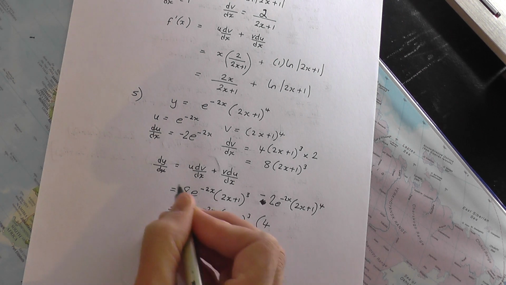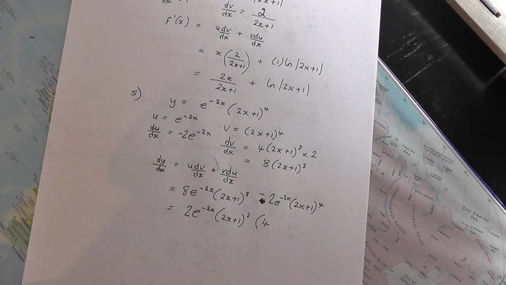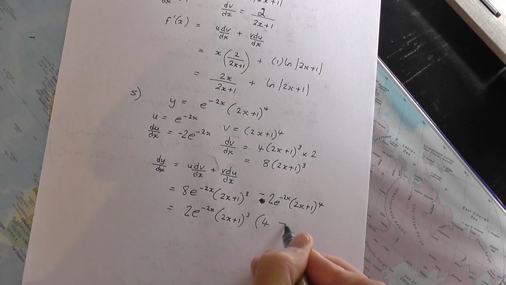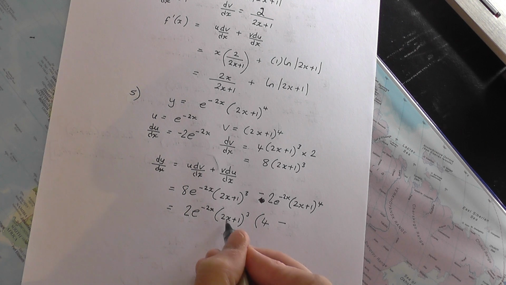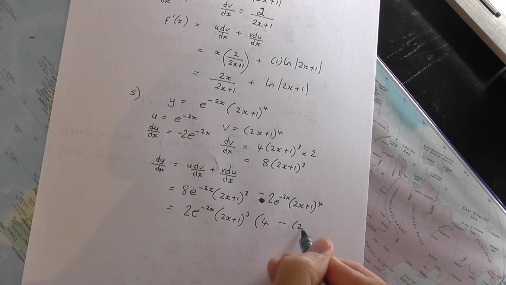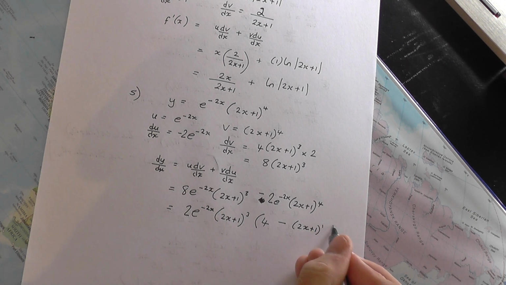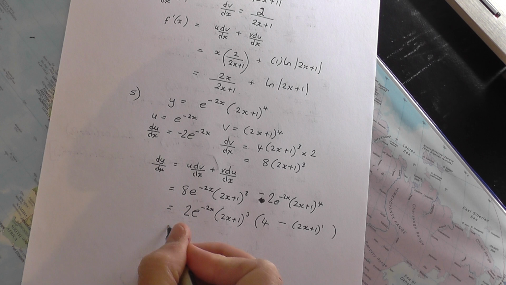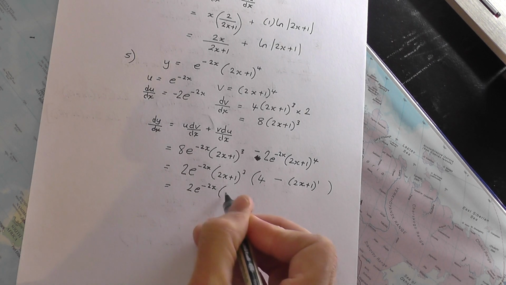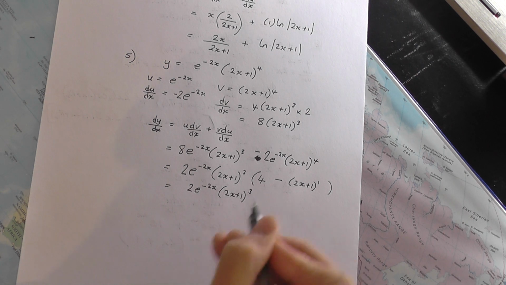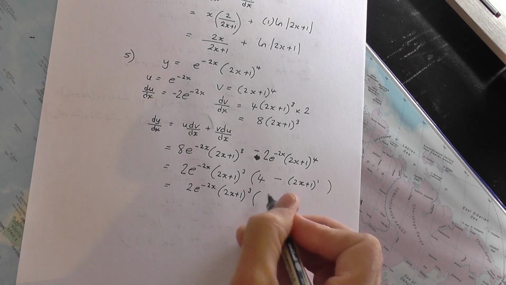2 times a 4 gives you the 8. I've already got the exponential and I've already got the cubic bracket. So just a 4. This times a negative, I've already got the 2, I've already got the exponential, I've got a cubic bracket, I need a power 1 bracket of that quantity to give the power 4, like so. Just tidy up. So we've got 2e to the minus 2x bracket 2x plus 1 cubed, and then inside this bracket we've got the 4.